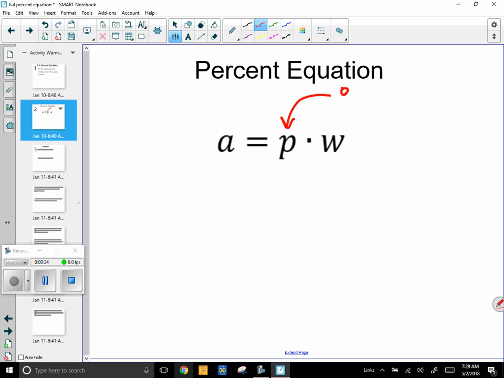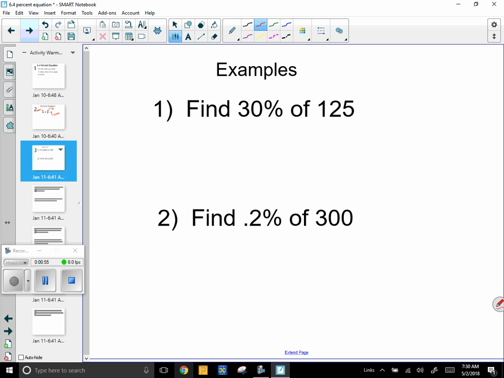P does stand for percent. W stands for the whole. The only letter that really doesn't stand for the first letter of the word is this one, A, and this one is the part. I guess we couldn't use the letter P twice. So that's why we use an A there. So to find the part of something, you take the percent of the whole. You multiply the percent times the whole. So let's see how this works in action.